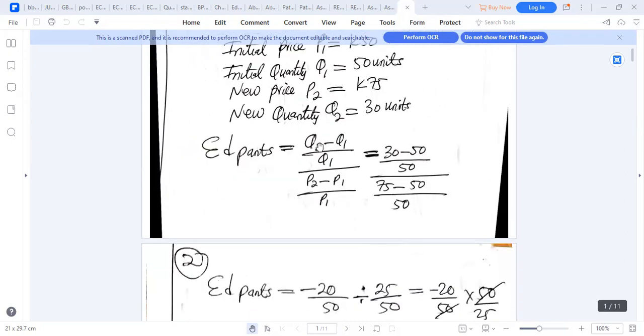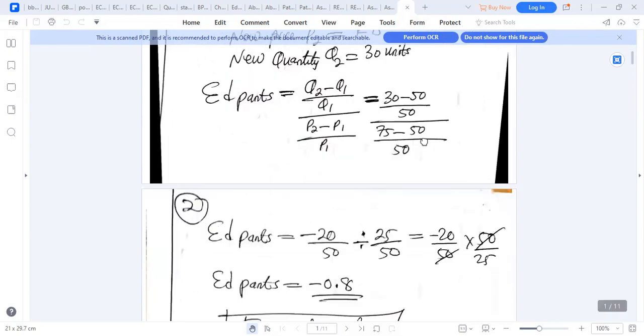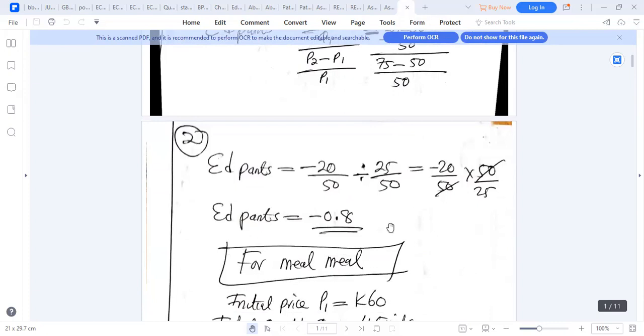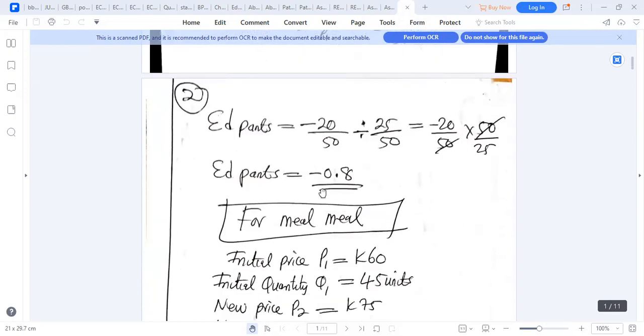So remember, Q2 minus Q1 over Q1 times 100. This 100 will cancel out, so I can remove it. Then P2 minus P1 over P1, so 75 minus 50 over 50, and 30 minus 50 over 50. When you compute this, you're going to get elasticity of demand for the pants of negative 0.8. Can somebody comment on this? What is happening here?